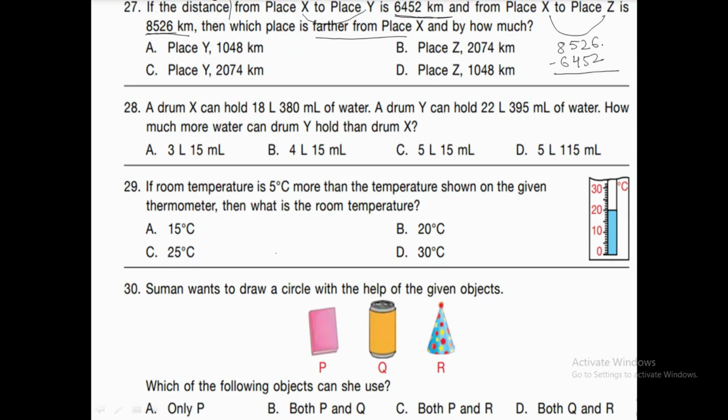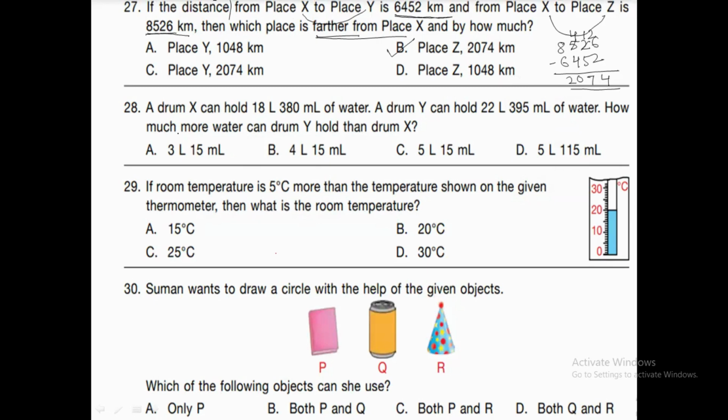8,526. So what we are getting, 6 minus 2 is 4. We cannot subtract 5 from 2, so we will have to carry over. So it will be 12. 12 minus 5 will be 7. Okay, and it becomes 4. 4 minus 4 is 0, and 8 minus 6 becomes 2. So what we are getting is 2074. Place Z is the farther and by 2074 kilometers, which is our option number B.